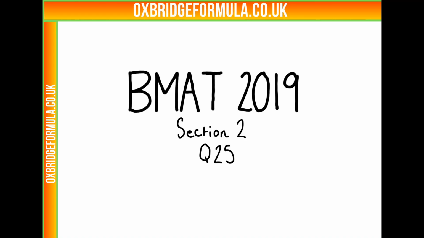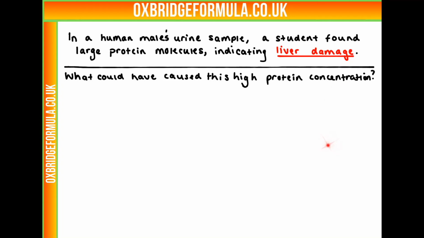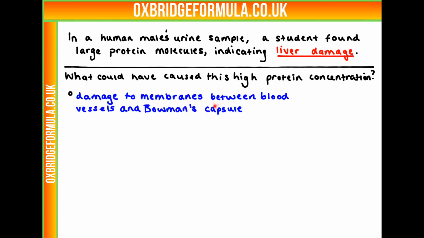In this video, we're looking at BMAT 2019, Section 2, Question 25. So we're told, in a human male's urine sample, a student found large protein molecules indicating liver damage, and we're asked what could have caused this high protein concentration. So our first thing, damage to membranes between blood vessels and the Bowman's capsule.